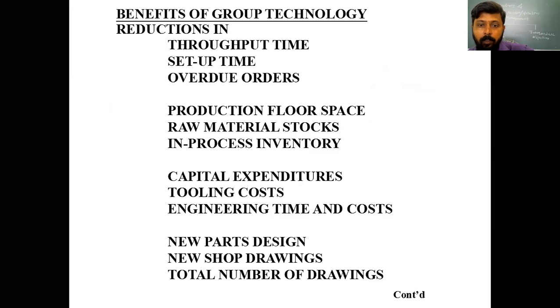First of all, we can observe a reduction in throughput time, setup time, overdue orders, production floor space, raw material stocks, in-process inventory, capital expenditures, tooling cost, engineering time and cost, new part design, new shop drawings, and total number of drawings. These are the benefits of using group technology.